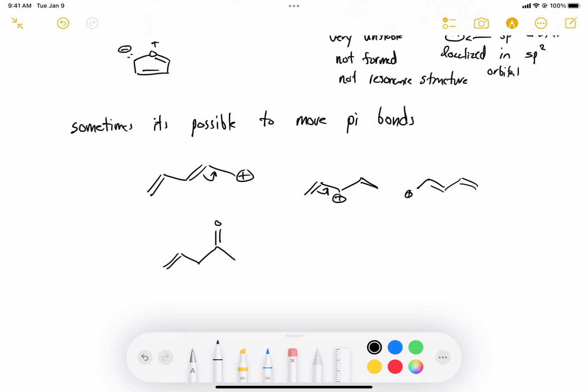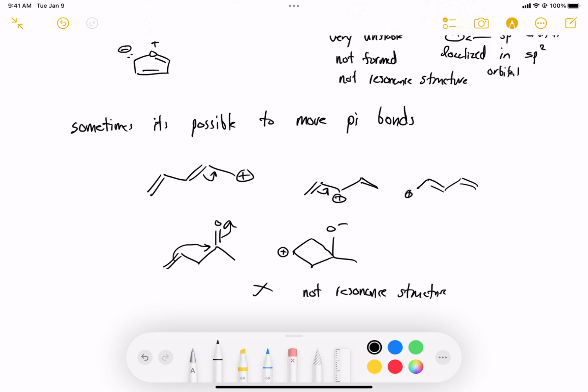So there's no way to move pi bonds like this over here and then make this jump up, because that will form a new structure, right? So that will be something like this. And I'm pretty sure that structure is not very stable, so this is not a resonance structure. Okay, so not a resonance structure. So sometimes it's possible to move pi bonds.